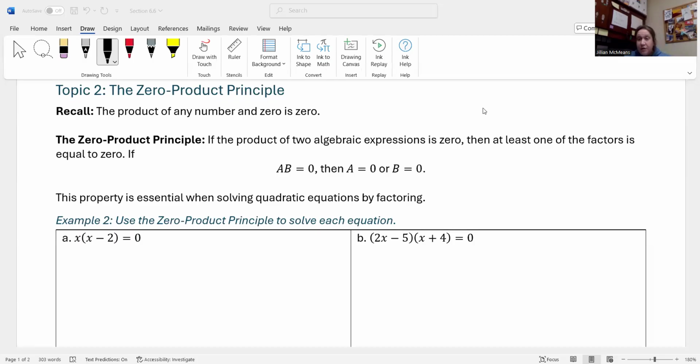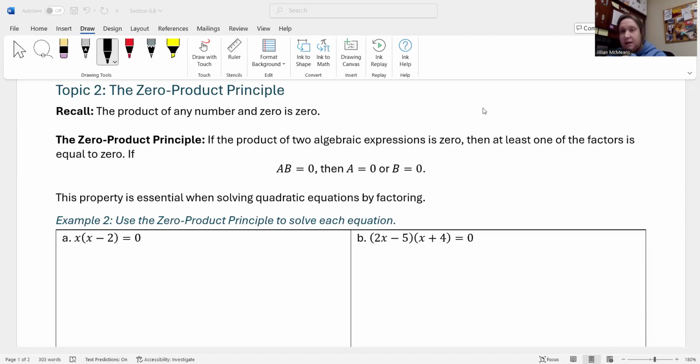In order to solve a quadratic equation by factoring, we have to have something called the zero product principle, or some books call it the zero product property. So you'll hear me call it the zero product property a lot instead of principle. Same thing. This allows us to do the solving by factoring.